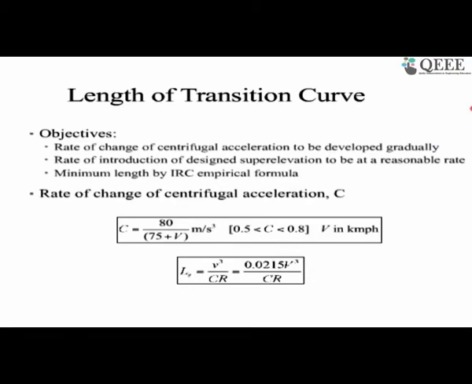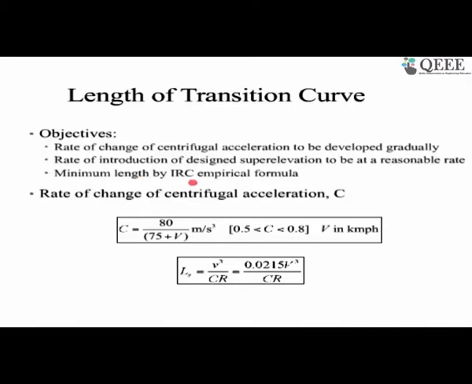Now coming to the length of the transition curve, we need to look into various factors, based on the objectives. One is the rate of change of centrifugal acceleration. We need to make sure it is developed gradually. The second thing is the rate of introduction of the design super elevation. We have already discussed the super elevation. We cannot just provide a super elevation like that. It has to be gradually introduced, and there is a rate for that, and how it can be accommodated, and there is a minimum length.